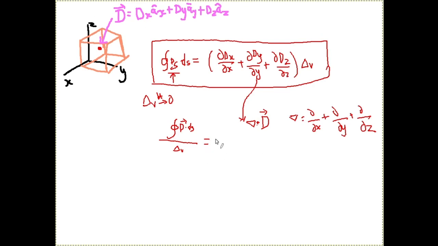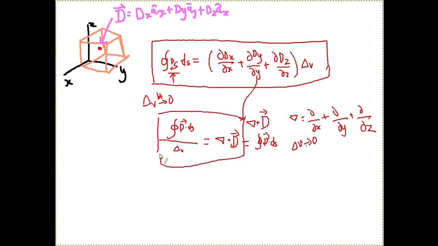So what I can tell is, if I have del dot D as the divergence, it is equivalent to the closed integral of D dot ds, provided the volume element tends to 0. So this is the key for us. This is called the divergence theorem.